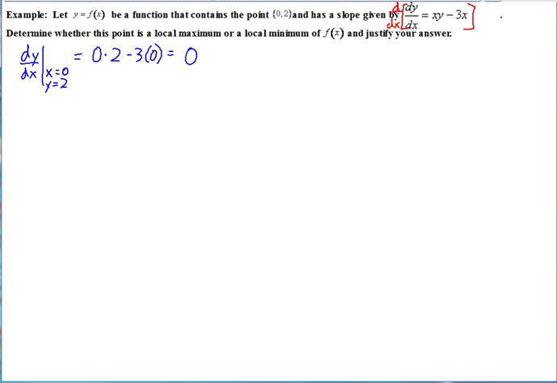So the second derivative, the derivative of the first derivative, would equal... here, to take the derivative of xy, we need to use the product rule. So the derivative of x is 1 times y as it is, plus first one x as it is, times the derivative of y, which is dy/dx. And then the derivative of negative 3x is negative 3. And again, you could substitute in the first derivative here, but all we're concerned with is whether this is positive or negative at the point, in this case (0, 2).